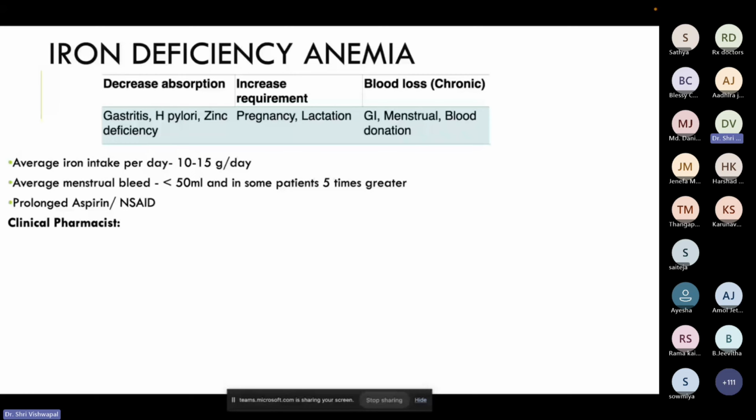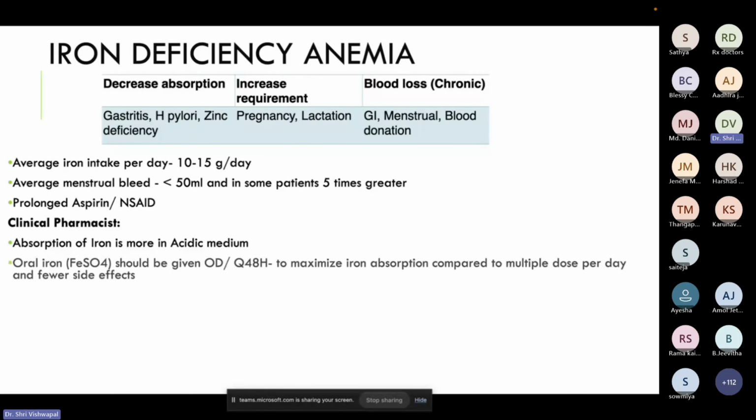From the clinical pharmacist point of view, I just wanted to tell that iron is absorbed only in an acidic medium, not in a basic medium. So if someone is given pan or any kind of proton pump inhibitor, pantoprazole, or antacid, and the patient takes an iron supplement after that, it doesn't work out. Iron needs an acidic medium for maximum absorption.